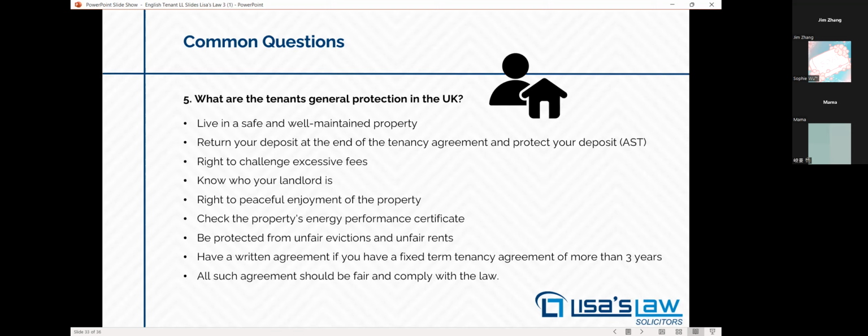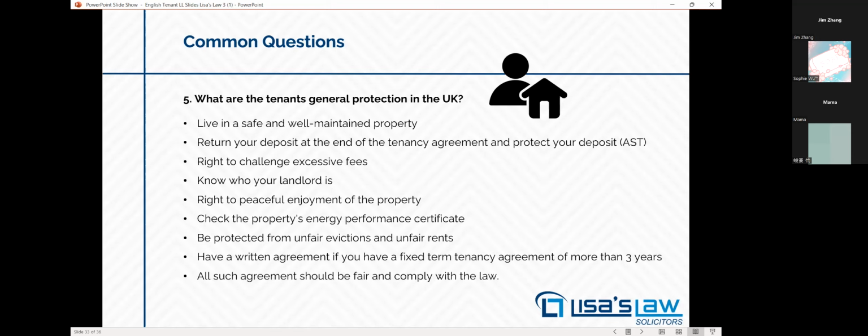Right to peaceful enjoyment of the property. So the landlord can't just give you 24 hours' notice and turn you out of the property, because you as a tenant have the right to peaceful enjoyment. If the landlord does that, it will constitute a trespass, unless it's an excluded tenancy or a license. That's different.